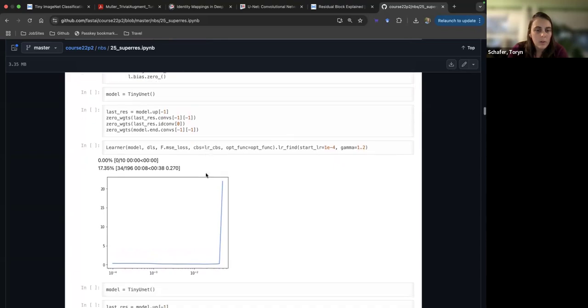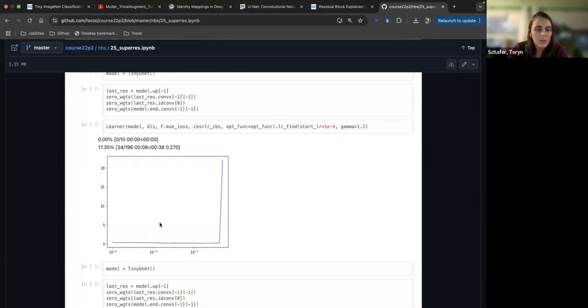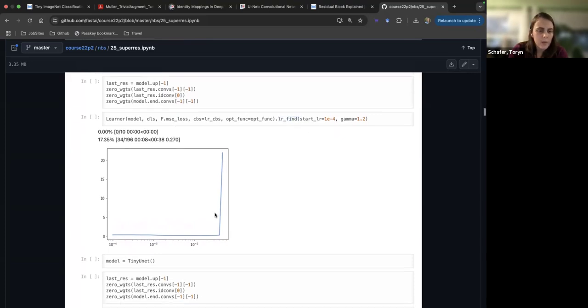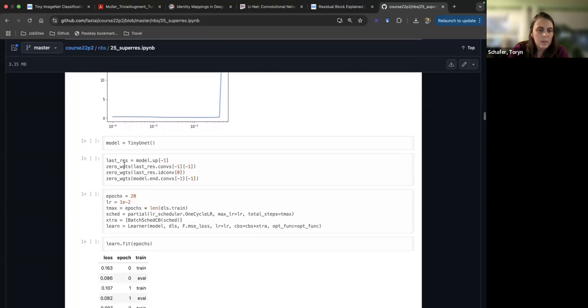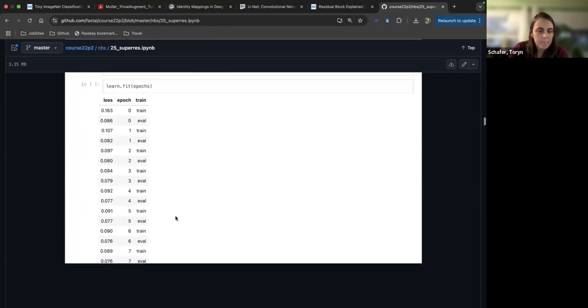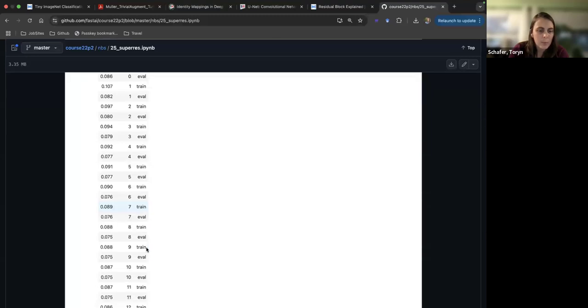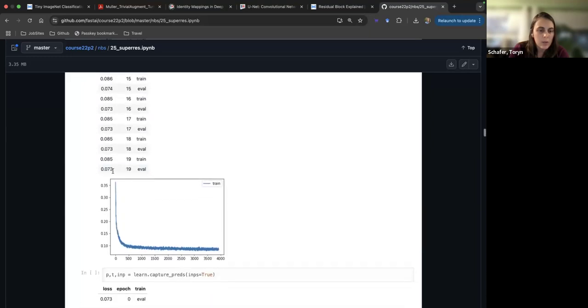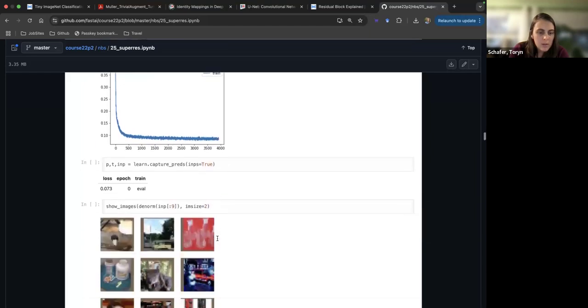Okay, and then we learn the model. Or no, we're doing the learning rate finder here. We have the model zeroing bits and epochs. Okay, so our previous autoencoder MSE was 0.2. And now we get something really small. Much smaller, 0.073.